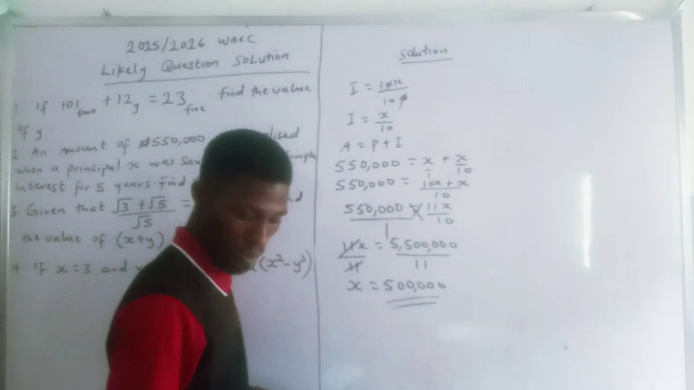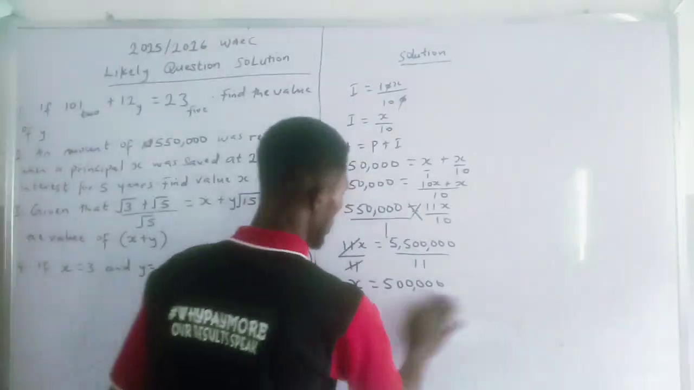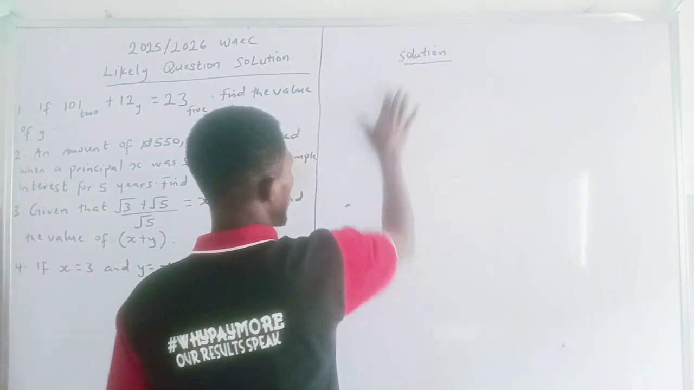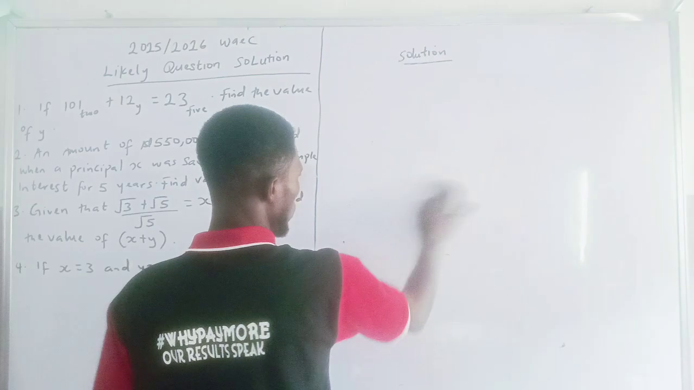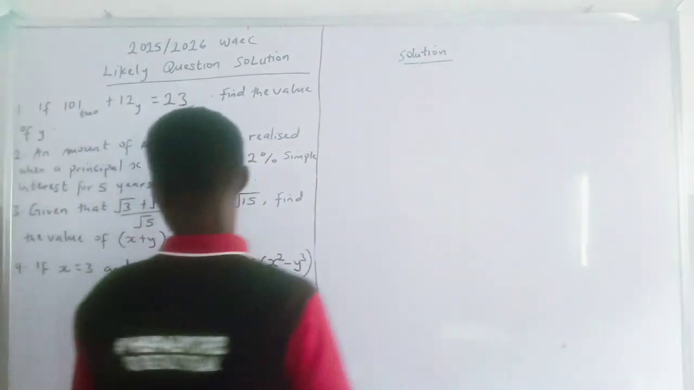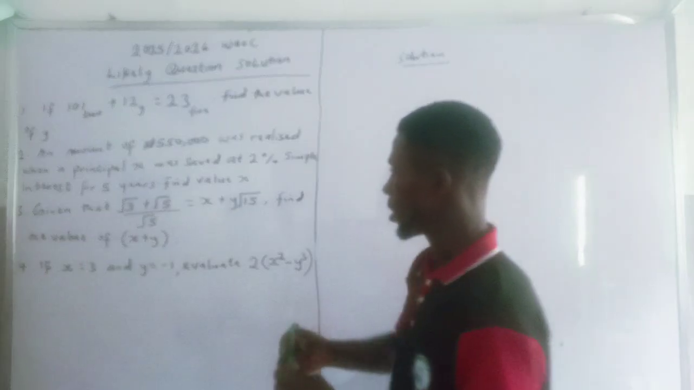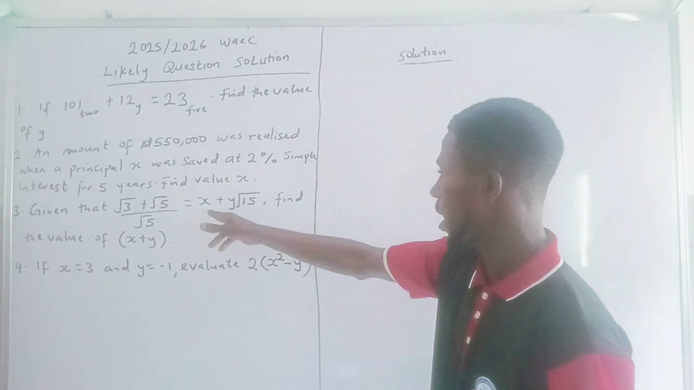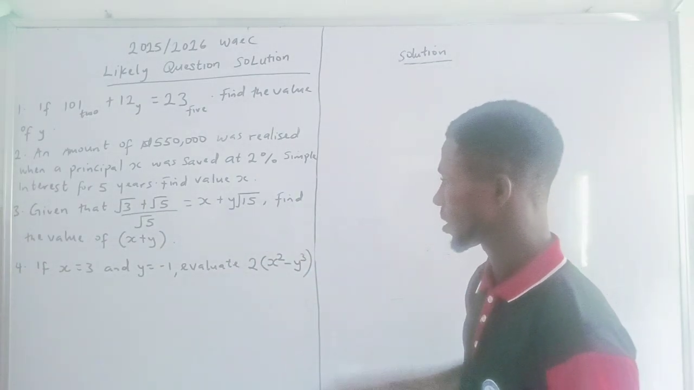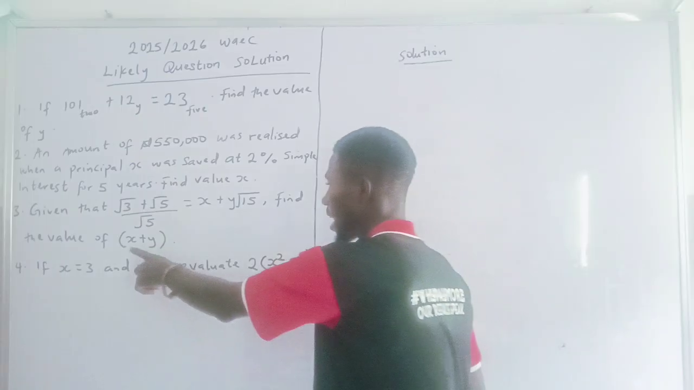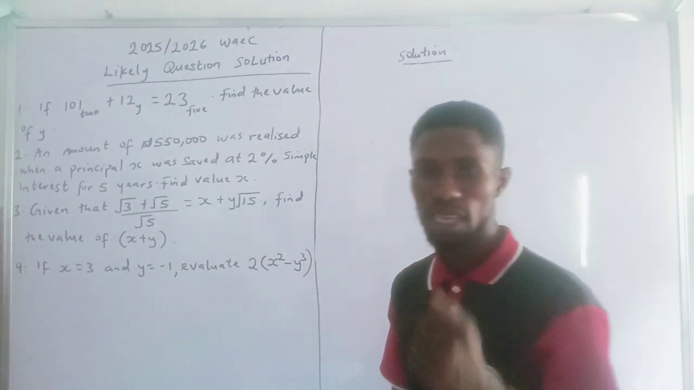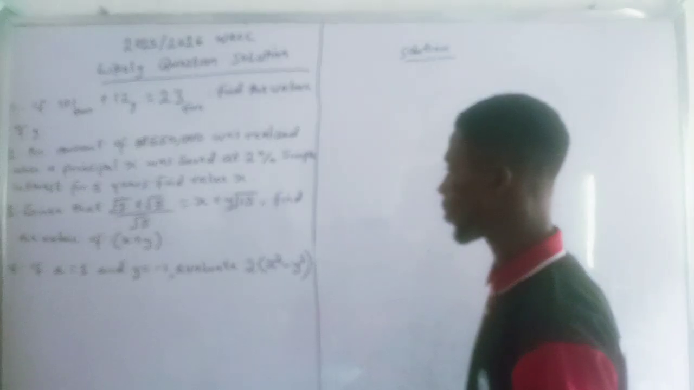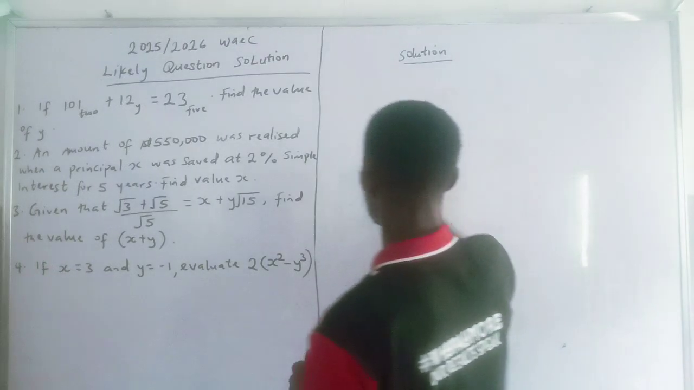Question 3. Okay, let's go for question 3. So they said that given that root 3 plus root 5 over root 5 is equal to x plus y root 15, find the value of x plus y. So we need the value of x plus y.